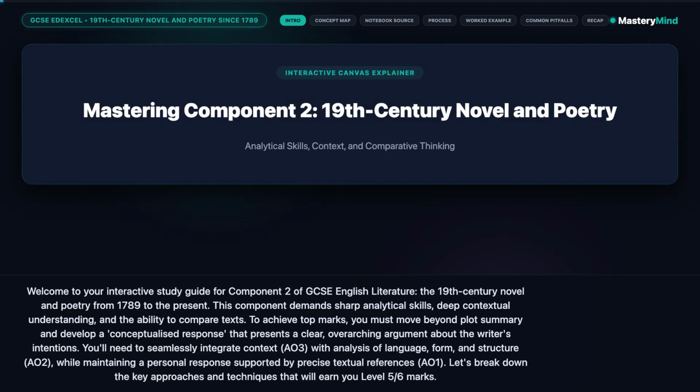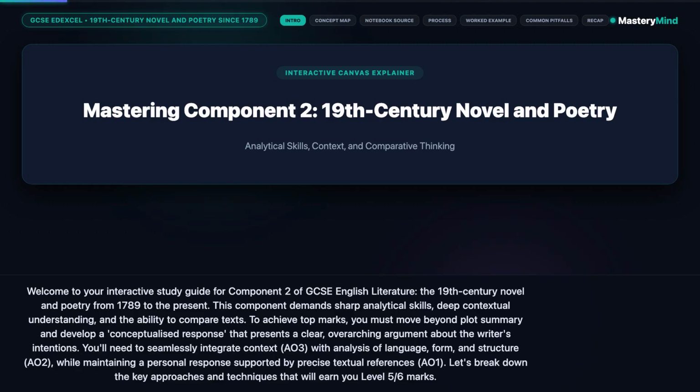Welcome to your interactive study guide for Component 2 of GCSE English Literature, the 19th-century novel and poetry from 1789 to the present. This component demands sharp analytical skills, deep contextual understanding, and the ability to compare texts. To achieve top marks, you must move beyond plot summary and develop a conceptualized response that presents a clear, overarching argument about the writer's intentions.